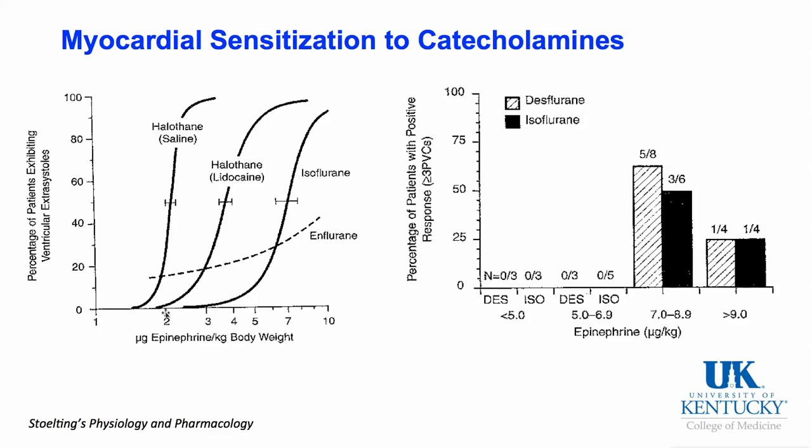That's only 2 times a 70 kilogram person, 140 mics. If you have 5 mics per cc, a 1 to 200,000 dilution of epinephrine, like in a regional anesthetic, it's really only about 30 cc's, which you could put in for some of your blocks in certain areas, that you would get ventricular extrasystoles if the patient was breathing halothane, as opposed to isoflurane, where it took much higher doses. And desflurane and isoflurane, when you compare the two, they require very high doses of epinephrine to cause these extrasystoles in the presence of the volatile anesthetic.